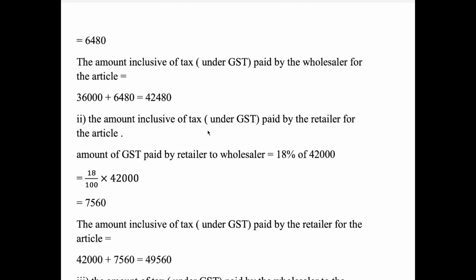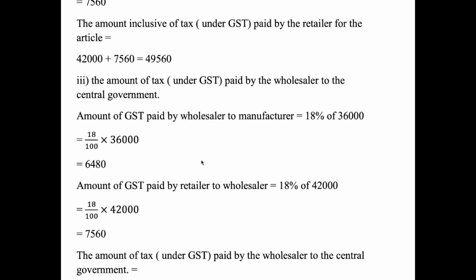The amount inclusive of tax under GST paid by the retailer for the article. That is, the amount of GST paid by the retailer to the wholesaler, 18% of 42,000, that comes to rupees 7,560. The amount inclusive of tax under GST paid by the retailer for the article is 42,000 plus 7560, that comes to 49,560. Come to question number 3, that is subpart 3.